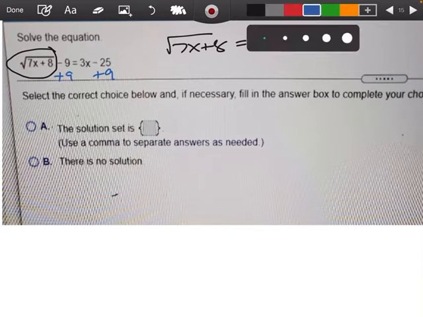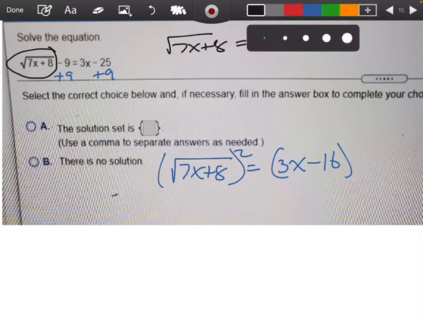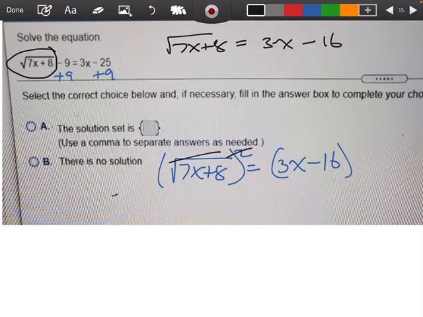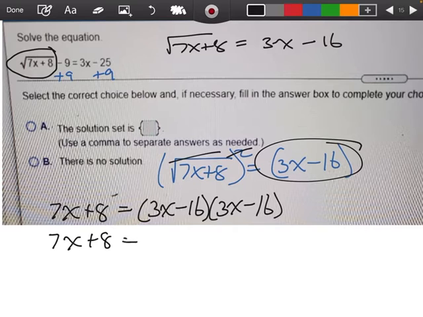Now what we want to do is square both sides. I'm going to write it right here: 7x plus 8 equals 3x minus 16. We square both sides so that we can get rid of the square and the square root. That leaves me with 7x plus 8. When I square the other side, I'm going to write it down twice, because that's really the best way to square something. Let's go ahead and multiply that out.